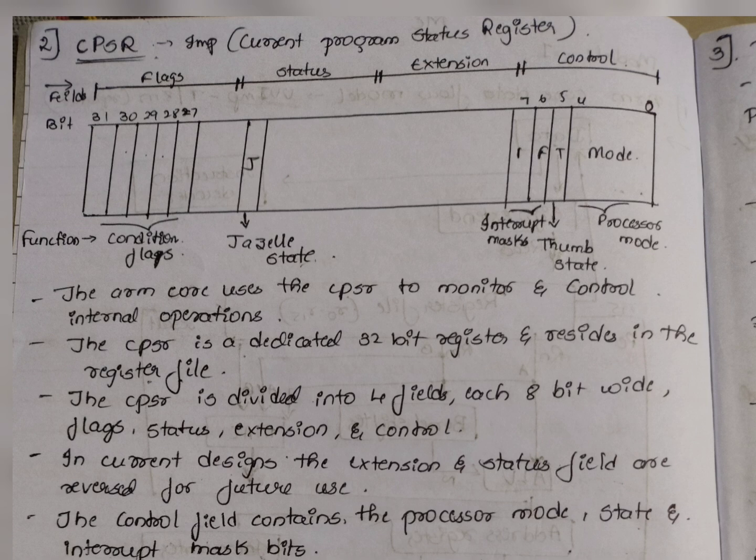The CPSR is a dedicated 32-bit register and resides in the register file. The CPSR is divided into four fields, each 8 bits wide: flag, status, extension, and control. In the current design, the extension and status fields are reserved for future use. The control field contains the processor mode, state, and interrupt mask bits.